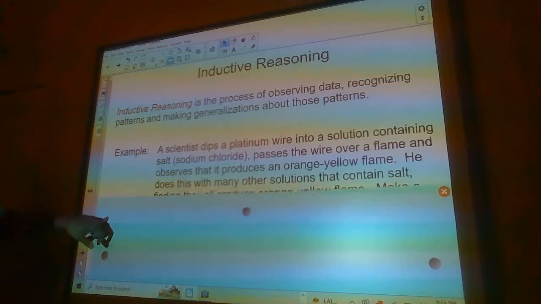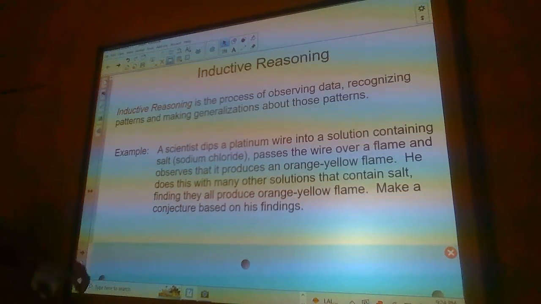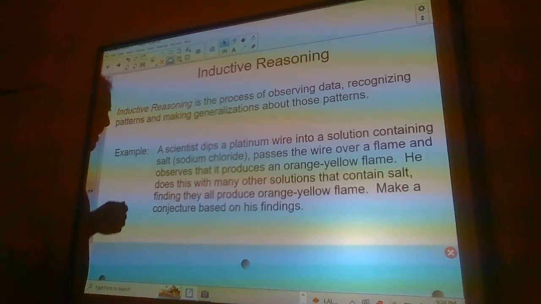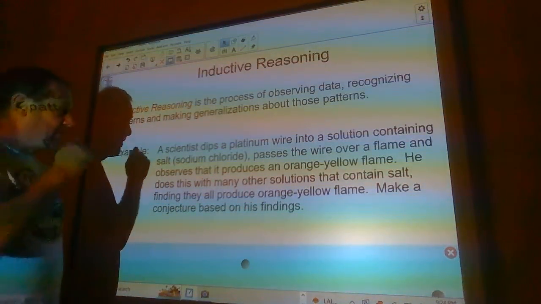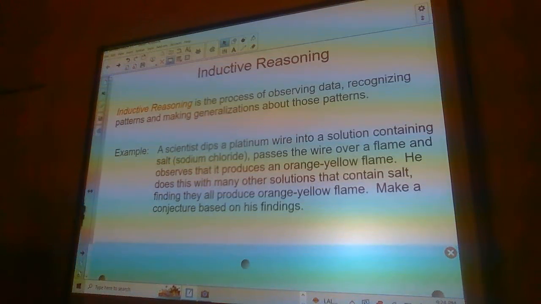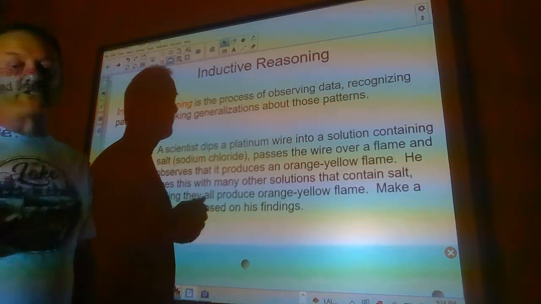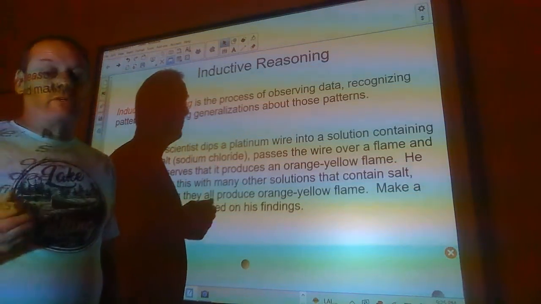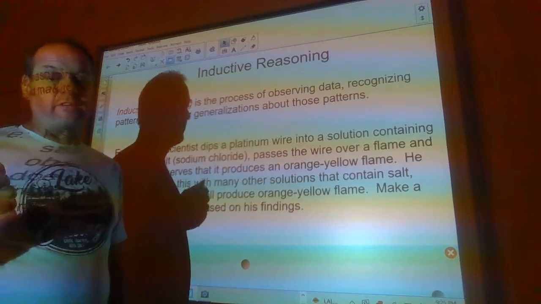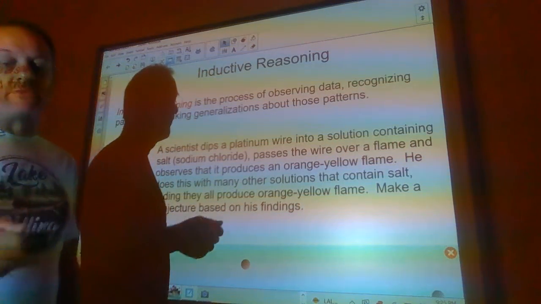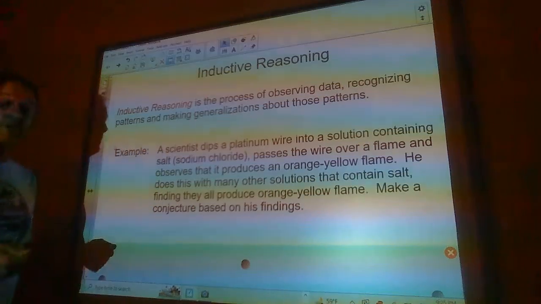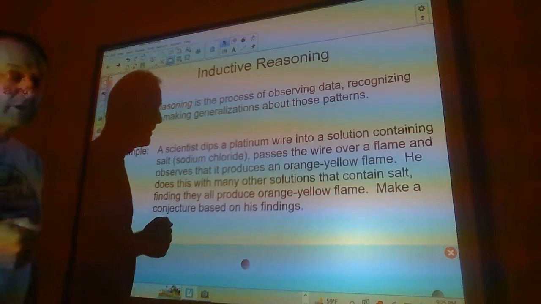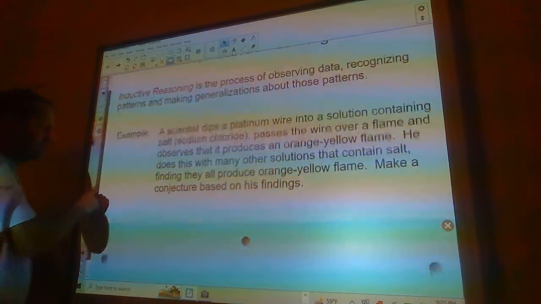An example of that would be a scientist dips a platinum wire into a solution containing salt, otherwise known as sodium chloride, and then takes that wire and puts it over a flame and observes that it produces an orange-yellow flame. So now he takes a platinum wire and keeps dipping it in other solutions that contain salt, and he finds that every one of them produces an orange-yellow flame. So make a conjecture based on his findings.